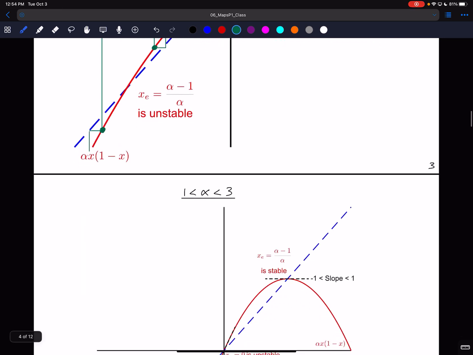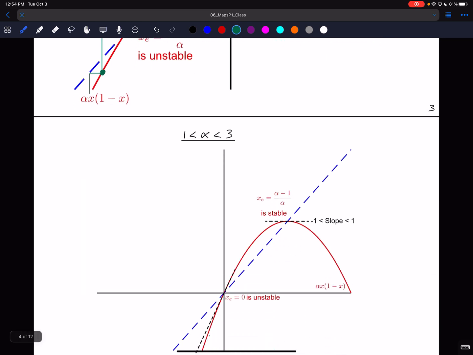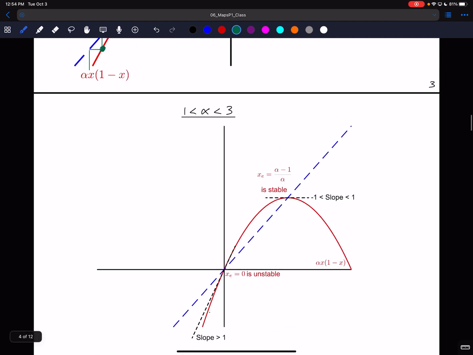When we go to alpha greater than 1 but less than 3, what ends up happening is the stability of the two fixed points switches in this case. That is because the slope at them is now changing, and specifically at x_e equals 0, the slope is now greater than 1, and as a result, the points will grow away from it. In this particular plot, the slope at the right fixed point is practically 0, but in this range is somewhere between -1 and 1. The key thing is that when the absolute value of the slope is larger than 1, that's when the fixed point becomes unstable.